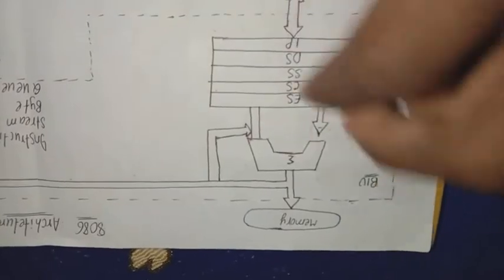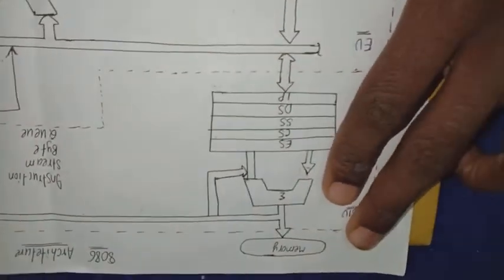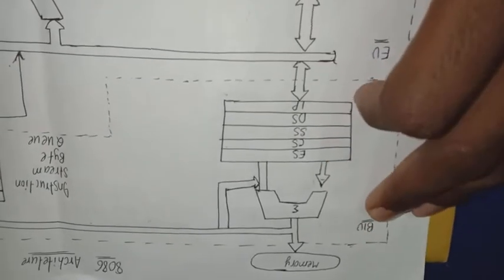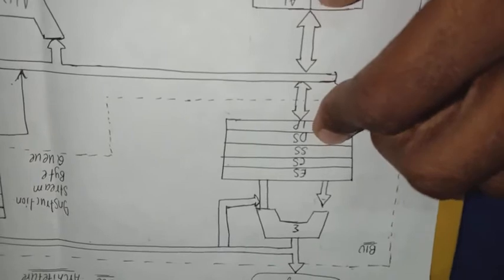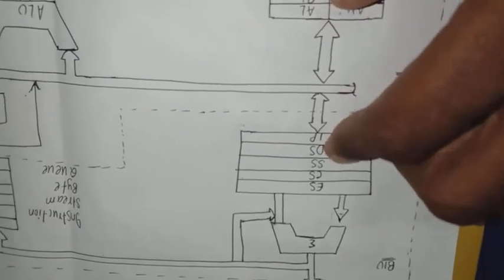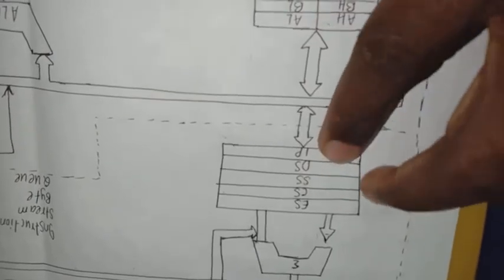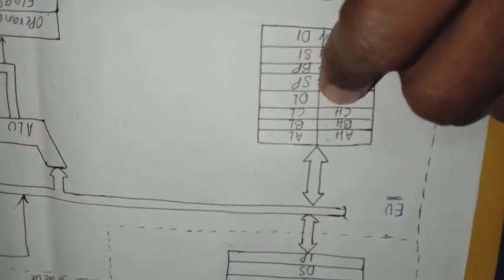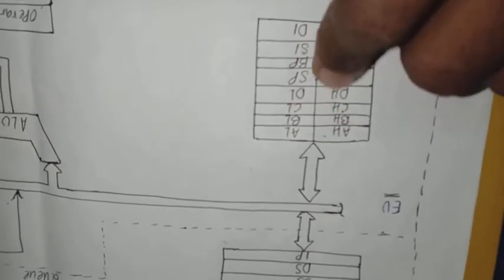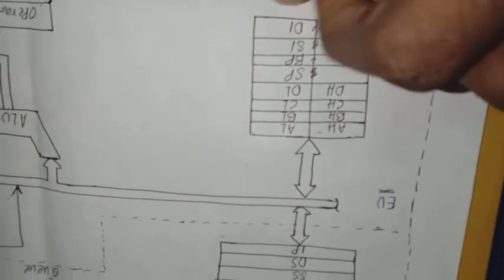So let's discuss the parts of the 8086 architecture. First of all, it contains these special purpose registers. These are registers, and these are the general purpose registers used for data storage, and these are also special purpose registers.